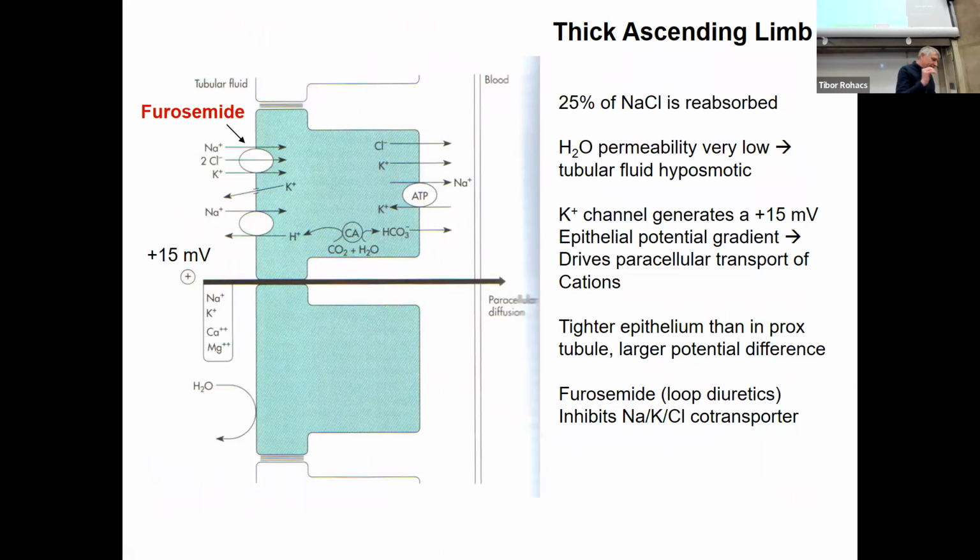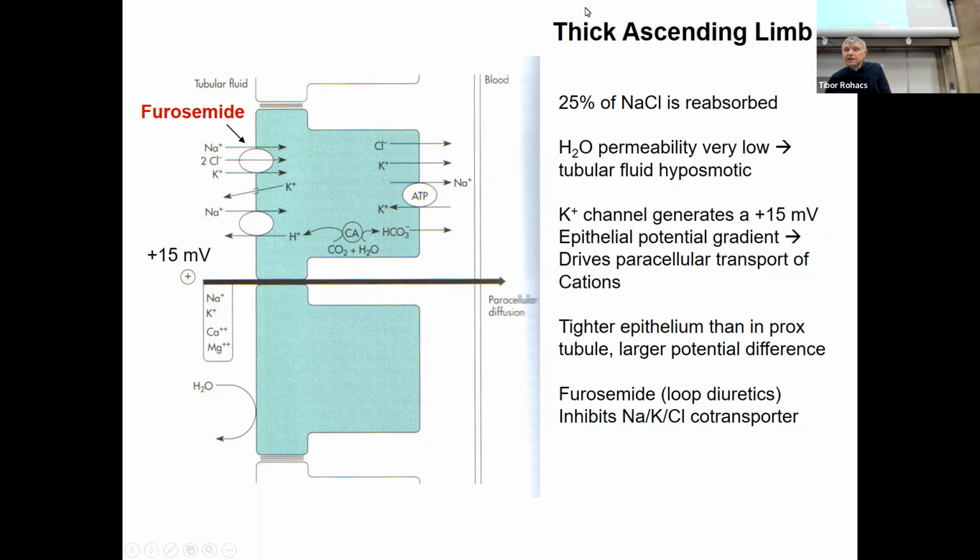Now we come to the loop of Henle, the thin descending limb and the thin ascending limb. Not much active transport happens there. Those parts will be somewhat important for the water balance, but we skip them. They don't do much active transport. The cells are thin, not much mitochondria. So you can forget those for the sodium balance.